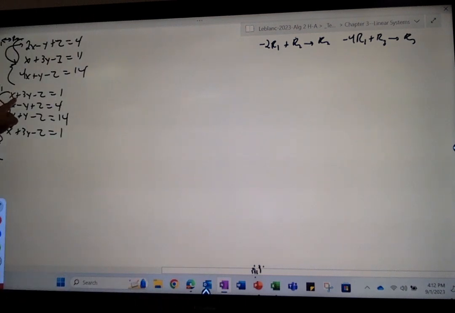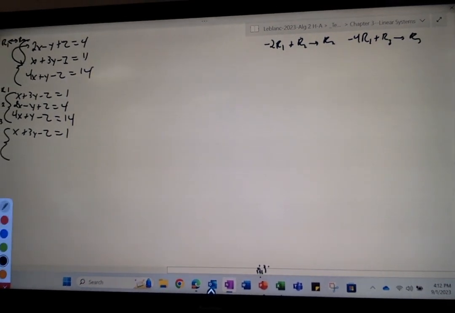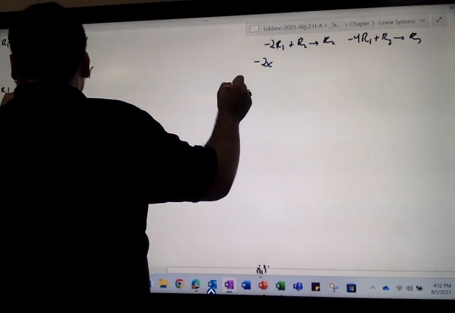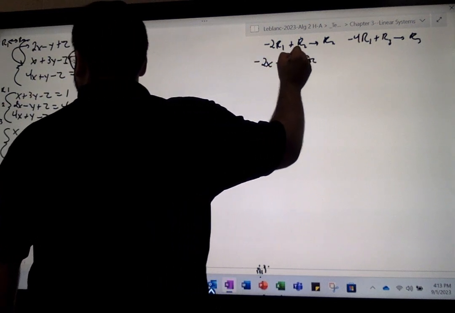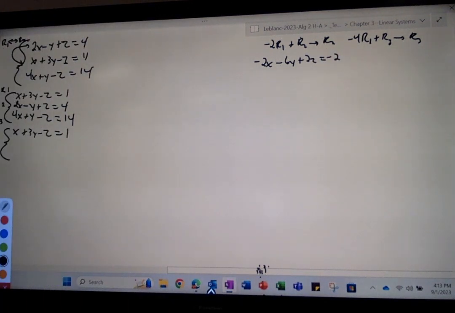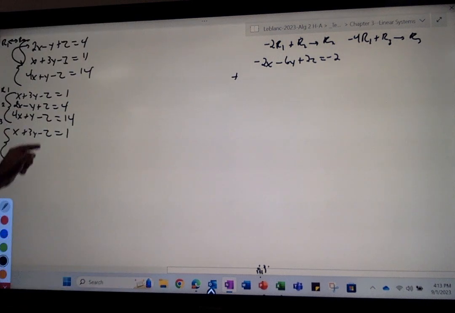I'm going to first take this, multiply it by negative 2. Here's what I get: negative 2x minus 6y plus 2z equals negative 22. Remember, when you multiply an equation by a non-zero real number, you have to multiply every part by that number. So negative 2 times this, negative 2 times this, negative 2 times this, negative 2 times this. Okay? I'm going to add the second row right here.